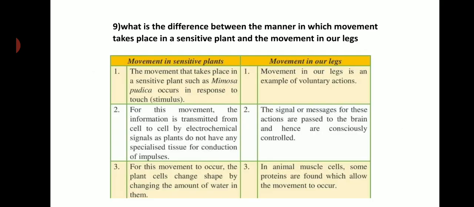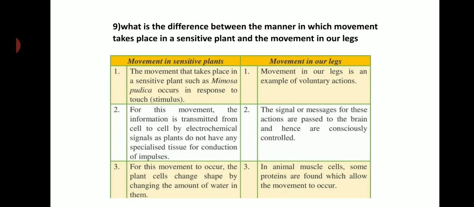The ninth one, what is the difference between the manner in which movement takes place in a sensitive plant, that is touch me not plant, and the movement in our legs? So you have to differentiate the movement in a touch me not plant and movement in our legs. Okay, there are tremendous differences, right? The first one, the movement that takes place in a sensitive plant occurs in response to touch, that is response to the stimuli, whereas movement in our legs is a voluntary action and it is controlled by the brain.